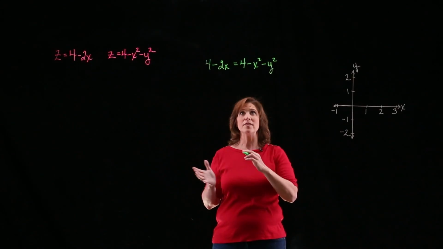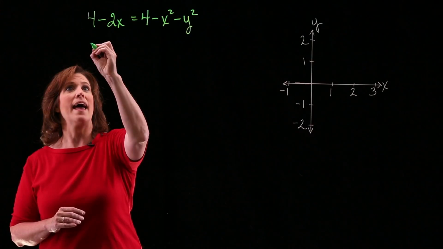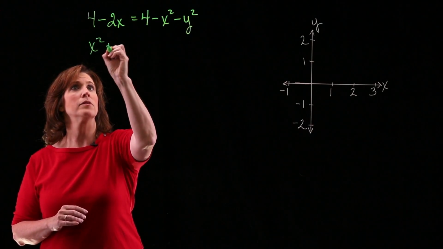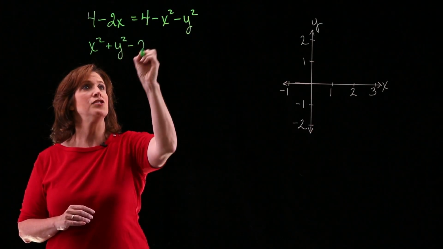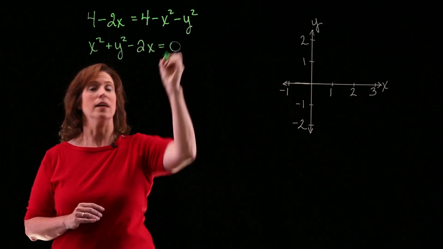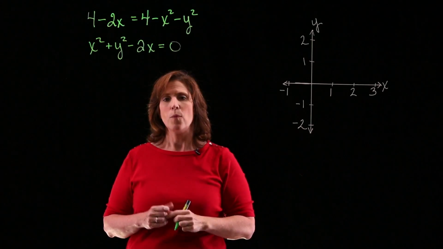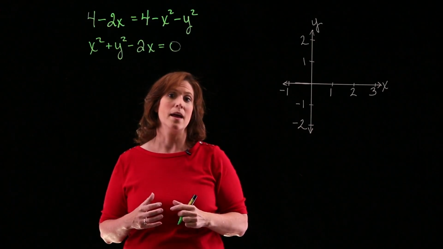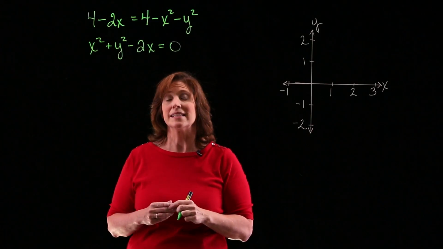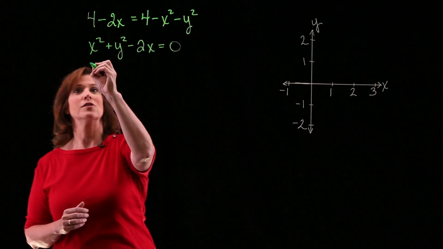So what I'm going to do is move everything to one side of the equation, and I have x squared plus y squared minus 2x equals 0. Now you may recognize that this is a circle. We can do a little bit of algebra to put it in a more easily recognizable form. So let's take a look.